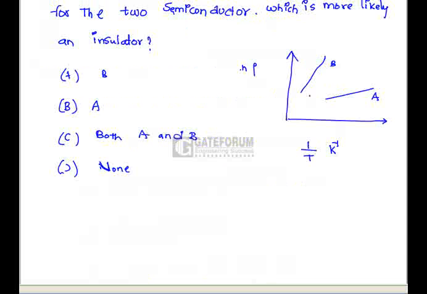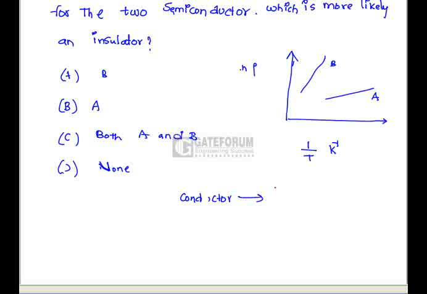Question: consider the semiconductors A and B. The figure below shows the variation of the natural logarithm of resistivity versus 1 by T, where rho is the resistivity and T is the temperature. For the two semiconductors, which is more likely an insulator? See, if we consider the two semiconductors A and B, we know that conductors have a positive temperature coefficient in the case of resistivity.